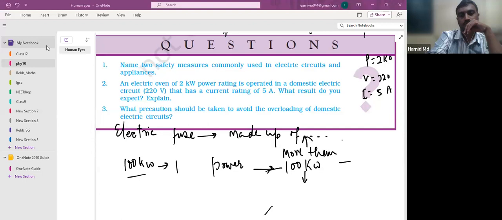Yes, sir, you need the second one. Sorry, can you repeat what you said? Question number 1. Jaslyn answered one part, that earthing. Now I'm asking you what is the other one, the safety device. Name 2 safety measures. I mentioned it in this lecture only, right? Yes, sir. Once again, I will.